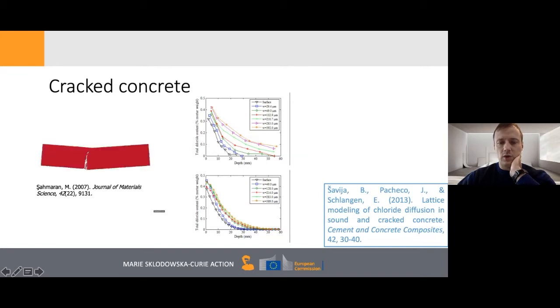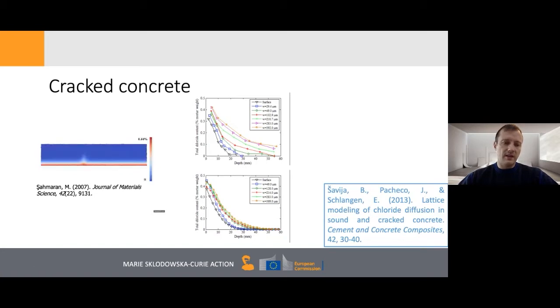There is not a one-to-one correlation between the experiment and the simulation, because the experiment was a bit more complex than what we could simulate at the time. But in principle, we were able to show that there is an effect of cracks, and the crack widths: the wider cracks have more effect on the chloride penetration compared to narrow cracks.